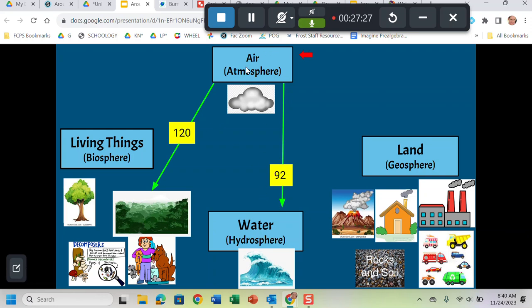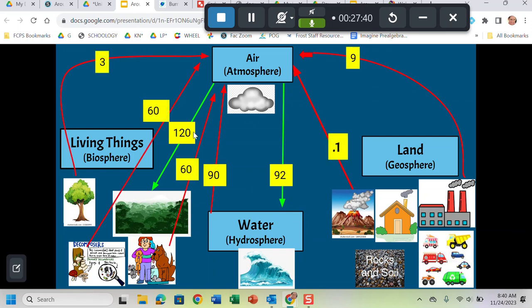We can see in this example so far, we have 120 gigatons going from air to living things, and we have 92 going from air to water. And so everybody started adding up the totals. Okay, so I have two things leaving the air and going to living things, leaving the air and going to water. And then you can see my red arrows are going to the air or atmosphere. And each one of these numbers represents the gigatons that we expect to be going from one place to another.